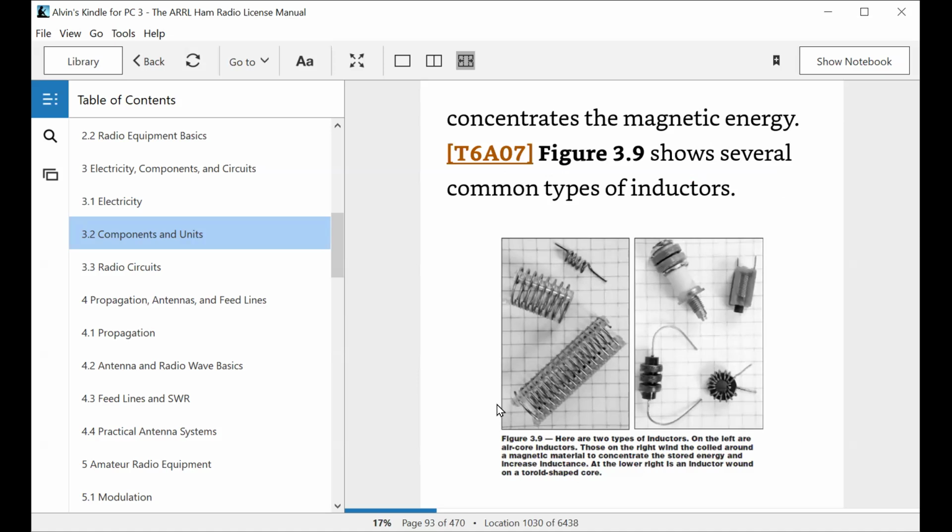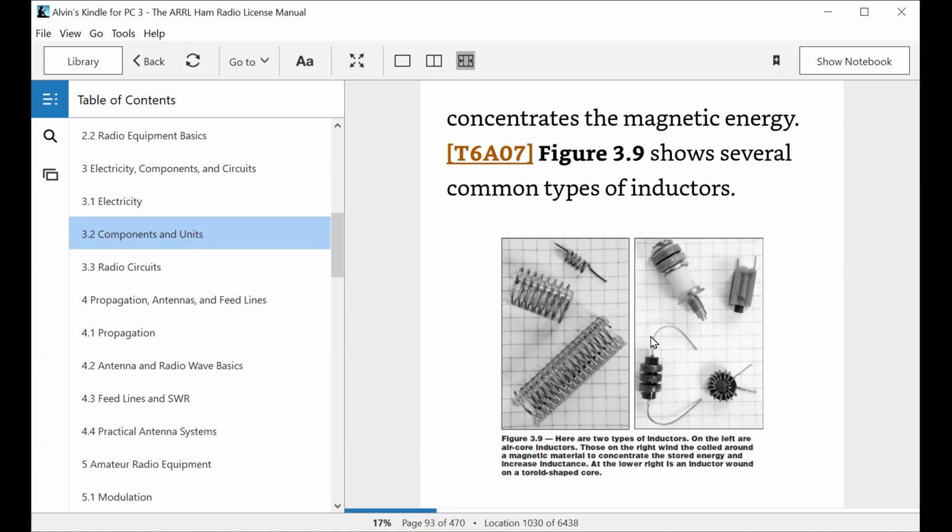Inductors will pass direct current. Physically, there's no reason why they shouldn't because they're wires. However, if you try to put an alternating current through, it's going to start resisting the flow of current that way, and that's a good thing.